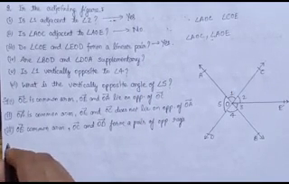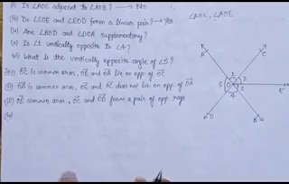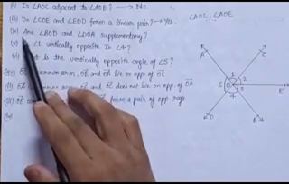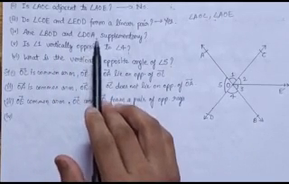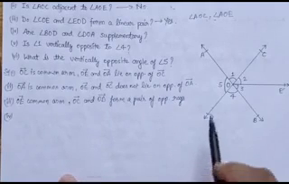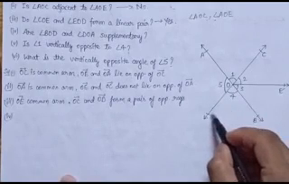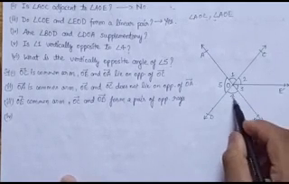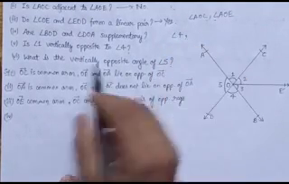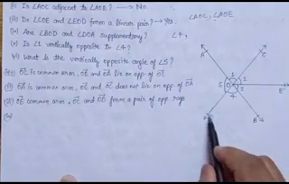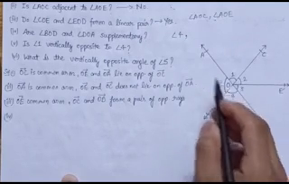Now, let us see the next part. In this part, it is asking, are angle BOD and angle DOA supplementary? Angle BOD, this is the angle BOD, that is angle 4, and angle DOA. So angle DOA is angle 5.